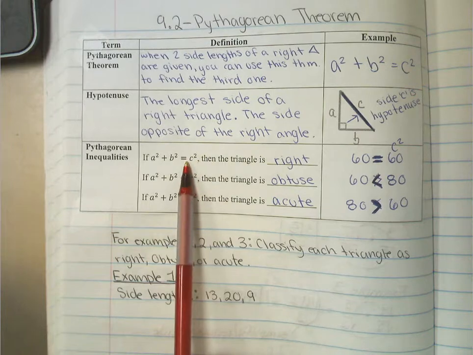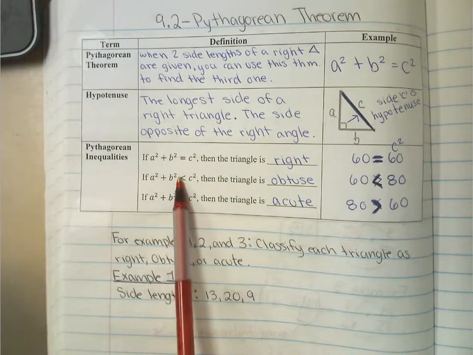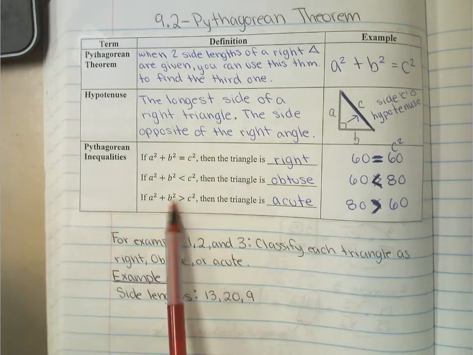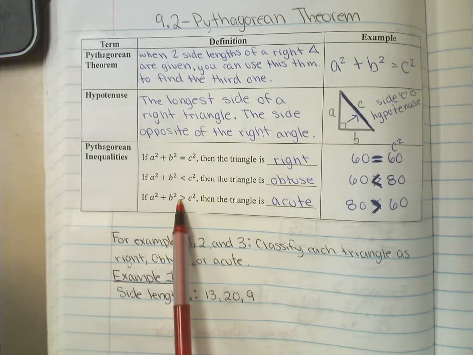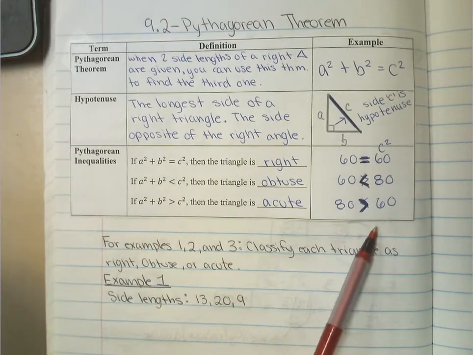if a squared plus b squared is equal to c squared, it's right. If a squared plus b squared is less than c squared, it's obtuse. And if a squared plus b squared is greater than c squared, then it's acute. And so I just have examples of what this is here.